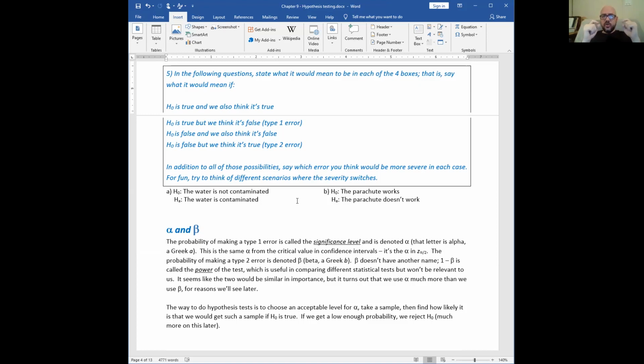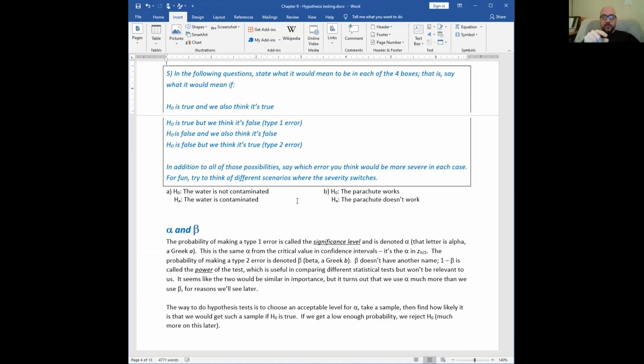A correct decision rejecting the null hypothesis would be that we think the water is contaminated, and it is, right? That water looks shady to us, and we don't buy that it's healthy. It turns out we were right, so we were right not to drink it, right?